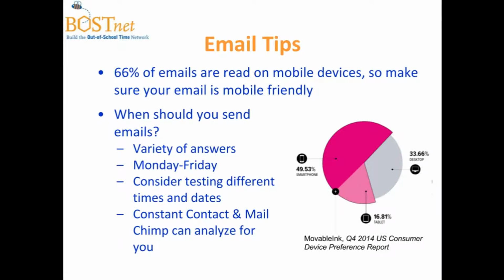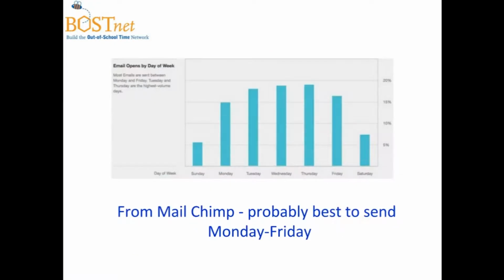When you're sending emails, there's a lot of variety of answers about when you should send them. Really, Monday to Friday is best, and you really should consider testing different times and dates. If you're using one of those free email options that I told you about, it can analyze that for you and say most of your emails were opened at this time. And so you can send it close to that time because it's more likely to be read immediately rather than waiting, which we'll get to in just a second.